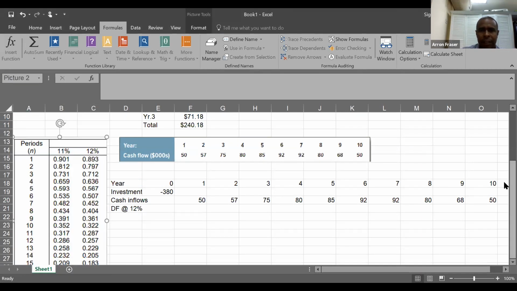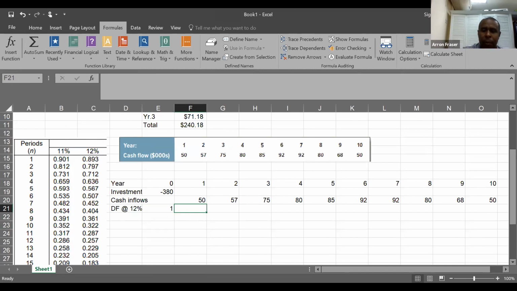So I've pasted the discount factor for 12% period. So we could use this. So there's another way of doing it, right? Anything in period zero would always be one, right? So 12% in the first period will be 0.893.